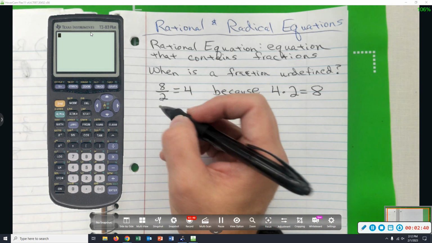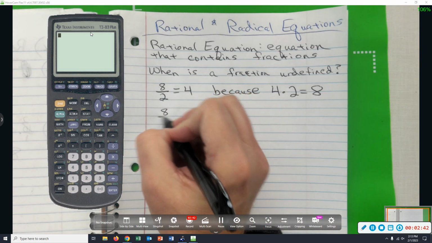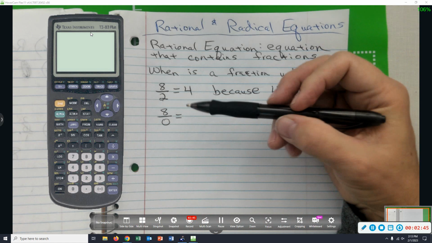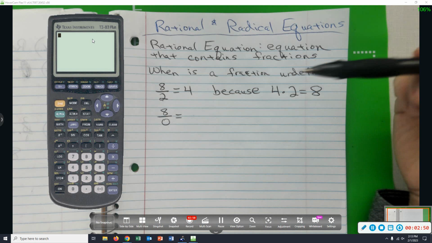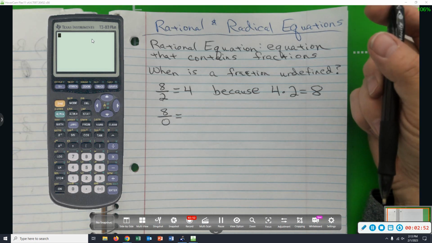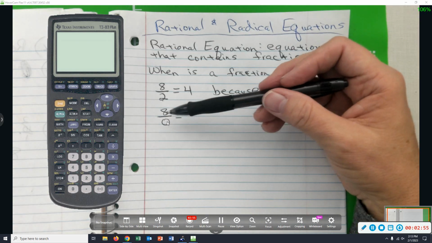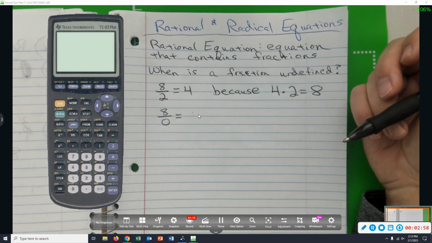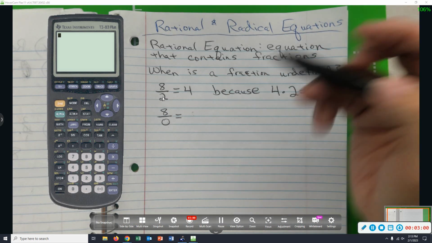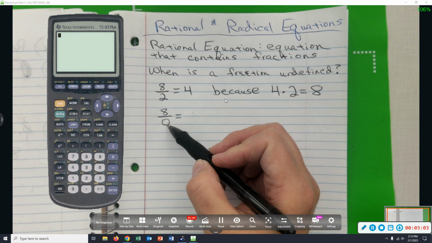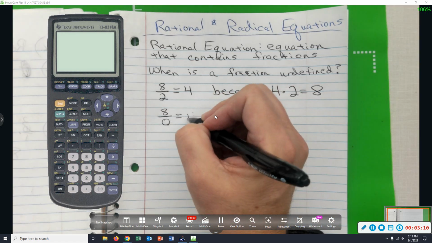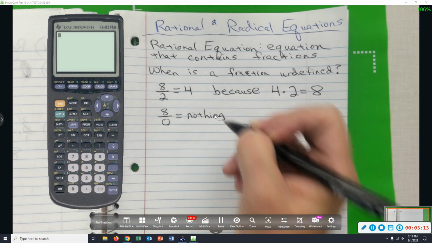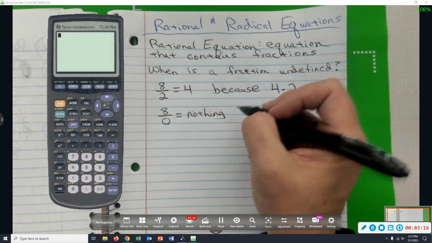Well, suppose we had something like 8 divided by 0. Remember, the quotient times the divisor has to give you the dividend. What number times 0 is going to give us 8? Nothing, because if you multiply anything by 0, you're still going to get 0. You're not going to get that number 8. So we'll say that 8 divided by 0 equals nothing. Division by 0 is undefined.